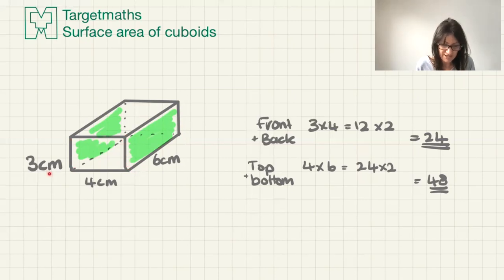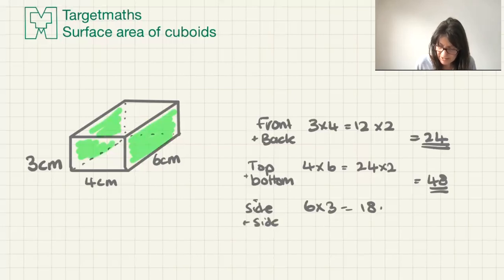This edge is 3. So this is going to be 6 times 3. So the side is 6 times 3, which is 18. And obviously I've got the other side as well. So I need to times that by 2. And that is going to give me 36. So those are all the edges.